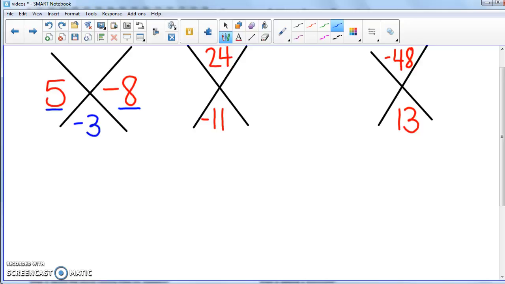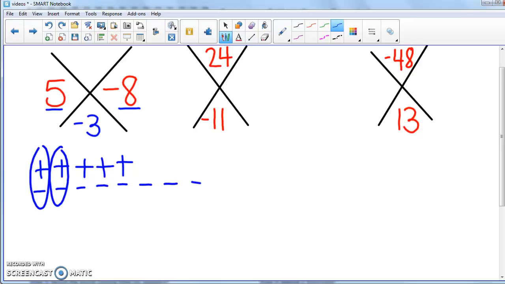If you forgot how to do that, you could draw a picture. So 5 would be 5 positives, 8 would be 8 negatives. I look for my 0 pairs, and I'm left with a negative 3. So again, I look at my two side numbers, 5 plus negative 8 equals negative 3, and I write the sum down in the bottom of the diamond.